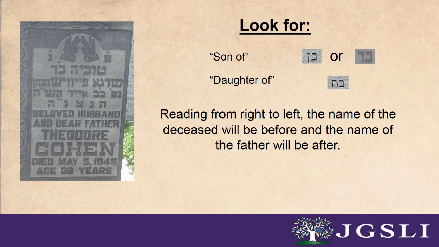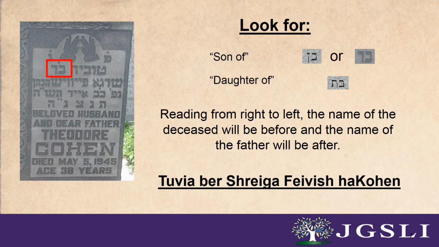Once you find one of these, the deceased's given name will be to the right of that designation, and the father's name will be to the left. In this case, we found Ber, and the name to the right is Tuvia, while the name to the left is Shrega Fivish. Putting it all together, the Hebrew patronymic name of the deceased is Tuvia ber Shrega Fivish HaKohen. If you can't read Hebrew, stay tuned and I'll show you how we can help.